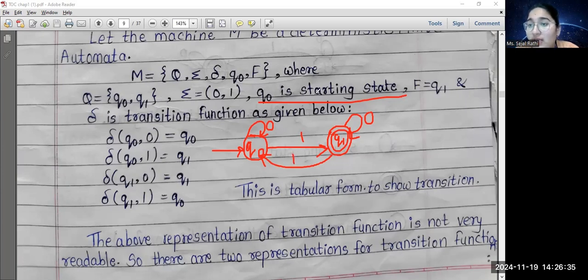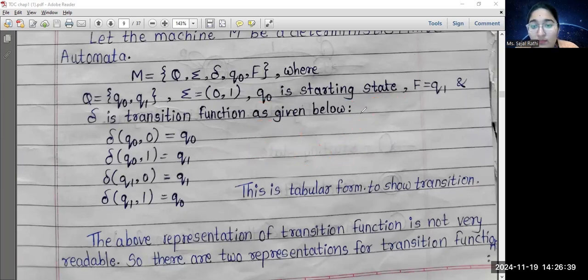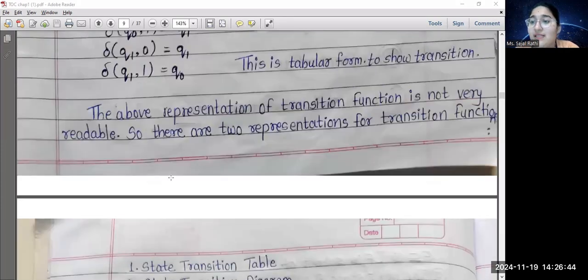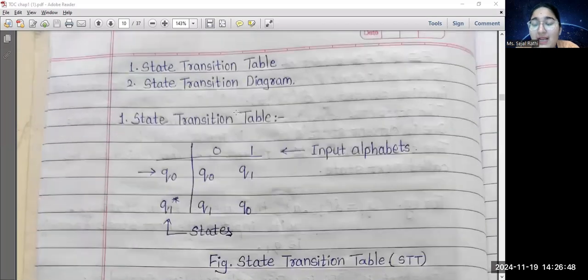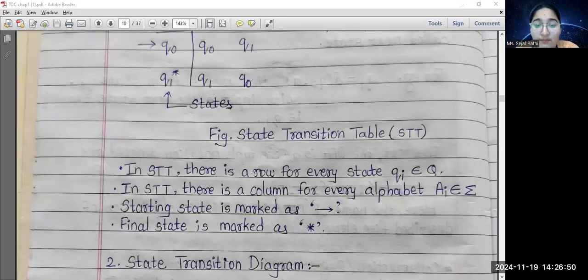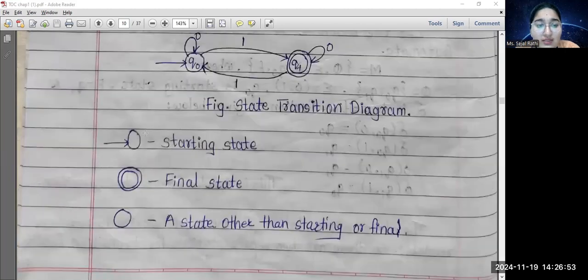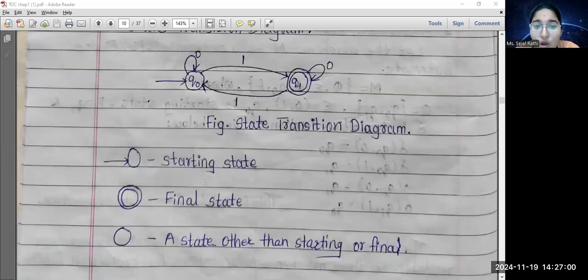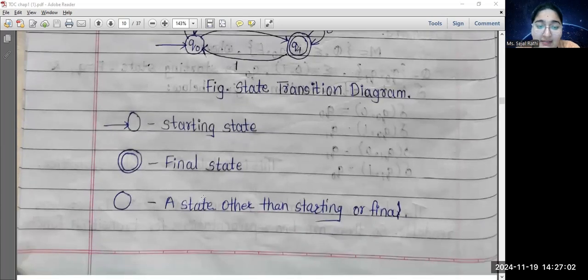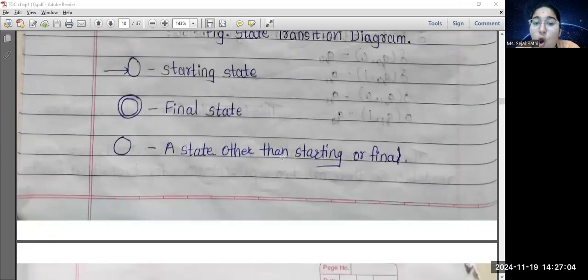How do we draw this diagram? Do you understand? Now this is the second way of representing the transition function. The first one is the transition table and the second one is the transition diagram. So this circle with the arrow is the starting state. This is a final state. And this is a state other than starting or final.